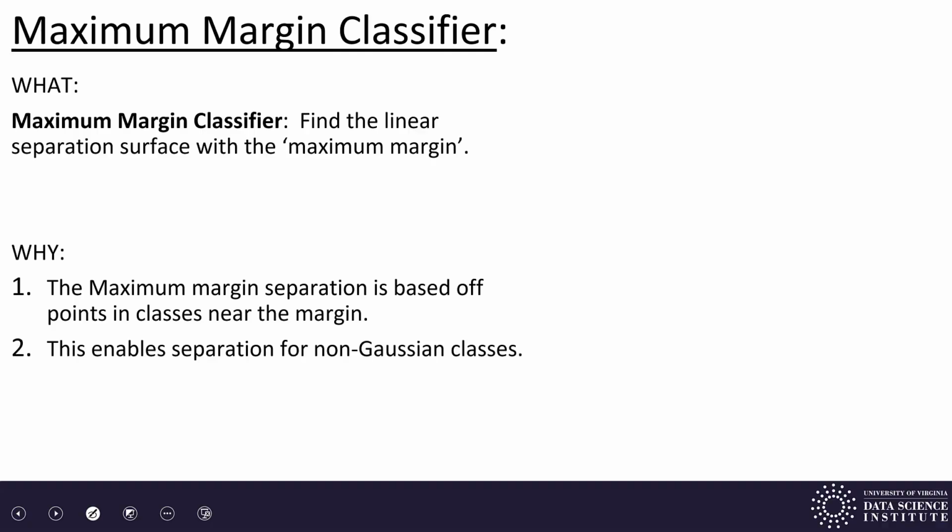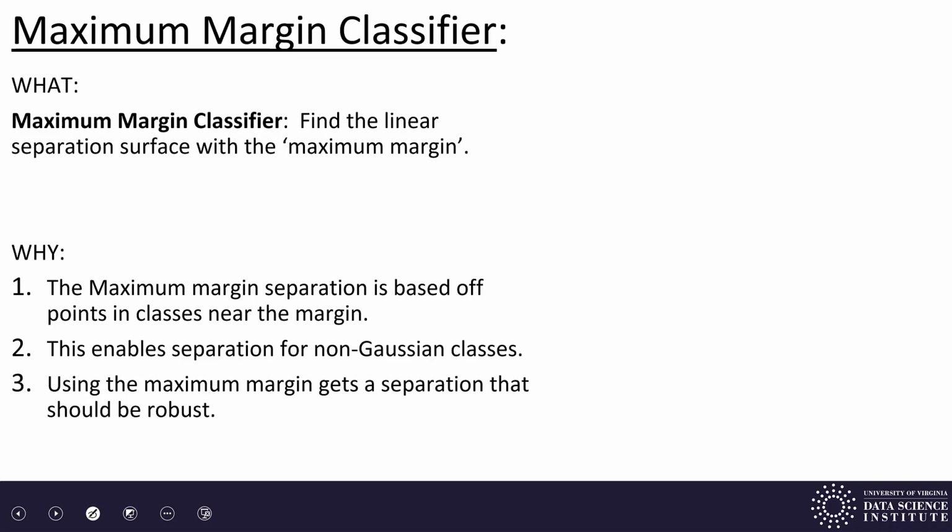What does this do? This creates separation for non-Gaussian classes, right? LDA and QDA are really good when you have Gaussian classes, but if they're not Gaussian, those methods might not work very well. And so the maximum margin classifier works well for non-Gaussian classes. And using this maximum margin gets a separation that should be robust, right? We talked about if some of those points have a little bit of error in them, they're not going to jump across the separation plane unless that error is at least as large as the margin.